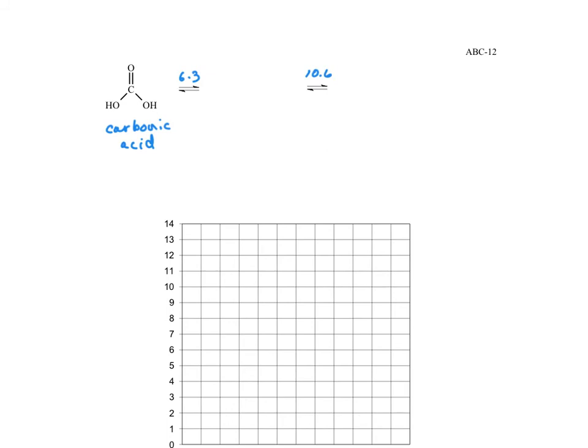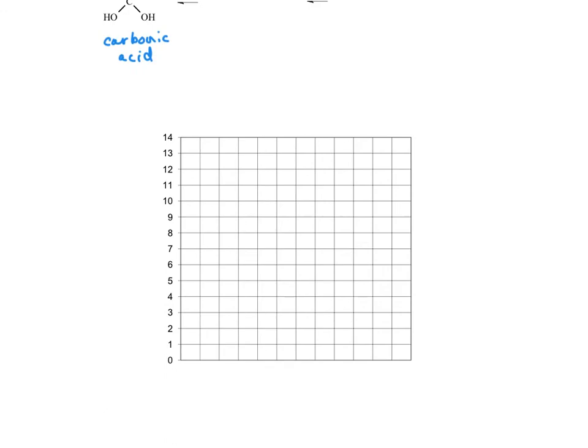I want you to draw the appropriate structures after we remove one and then two protons. I want you to label those with letters. I want you to divvy up our titration curve down here in the appropriate manner. Label the x-axis and the y-axis. Fill in your curve. Do everything we did before, including where are the buffering ranges? Label them.